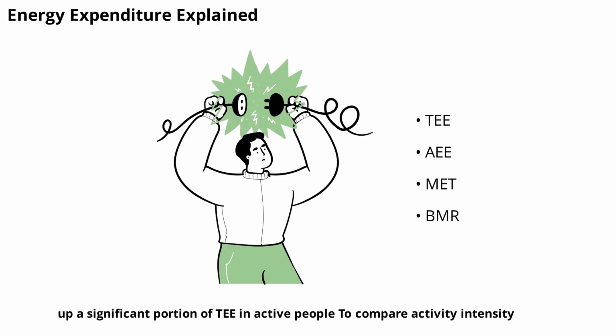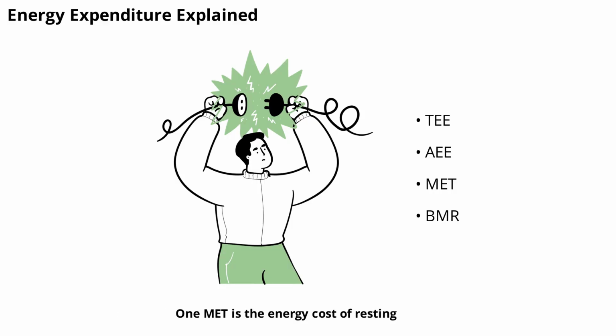To compare activity intensity, researchers use the metabolic equivalent of task, or MET. 1 MET is the energy cost of resting, and higher METs indicate more intense activity. However, MET values can vary by age, fitness, and body composition.